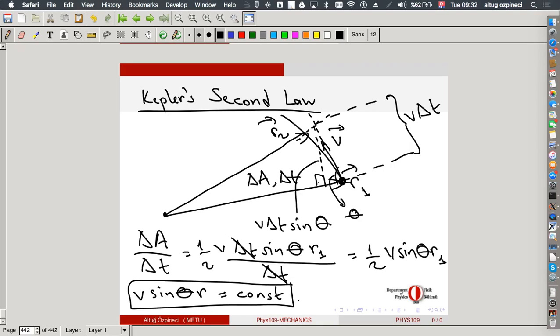Now I'm just dropping this r1 because v is the velocity at this time, r is the distance from the planet at this time, and theta is this angle over here that the radius vector and the velocity vector make with each other. Of course, as the planet is moving around, r will be changing, v will be changing, theta will be changing, but this combination is just constant.